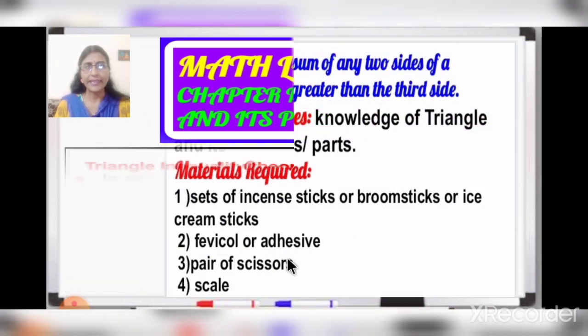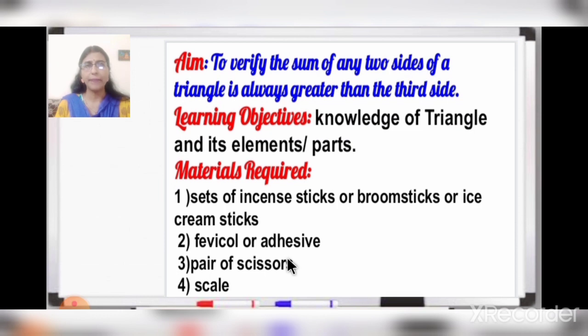Now I'll tell you what you are going to write in your notebook. First you will write aim: to verify that the sum of any two sides of a triangle is always greater than the third side. And then you will write learning objectives: knowledge of triangle and its elements or parts. In the same way you are going to write.